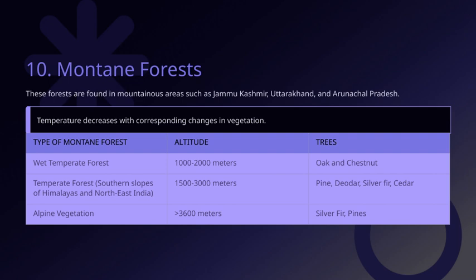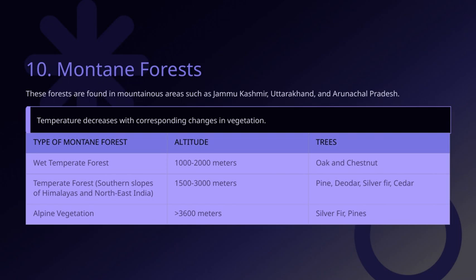Above 3,600 meters, the environment becomes much colder and harsher, leading to alpine vegetation. Here, trees like silver firs and pines are adapted to survive in these extreme conditions, often with stunted growth or as part of the alpine shrublands. These forests are primarily found in areas such as Jammu Kashmir, Uttarakhand, and Arunachal Pradesh.